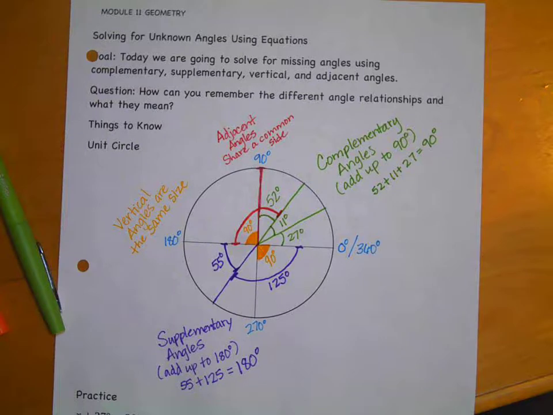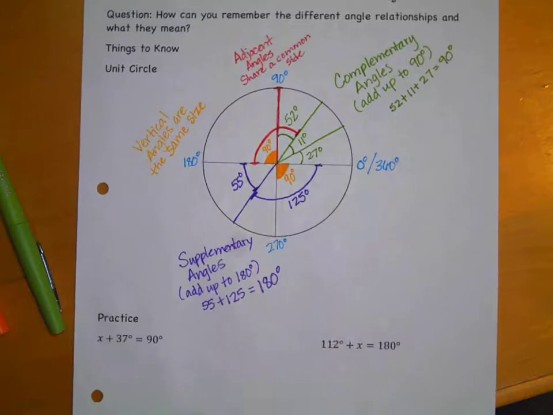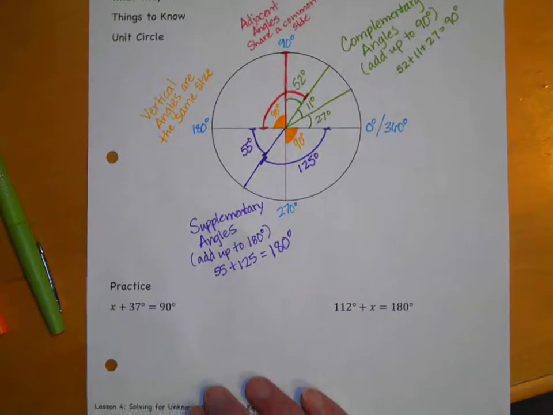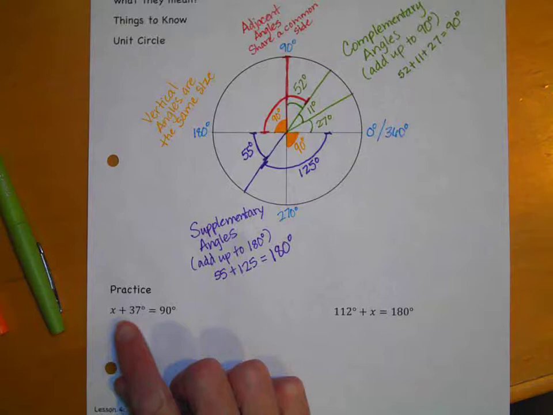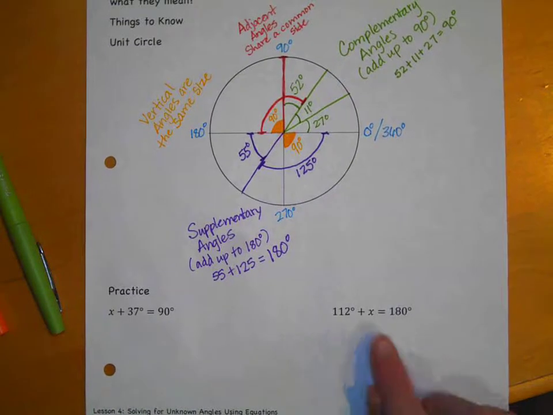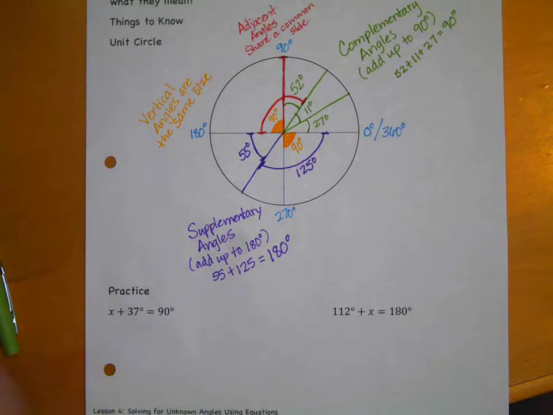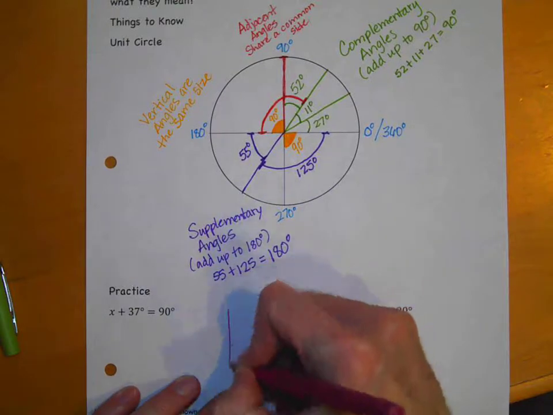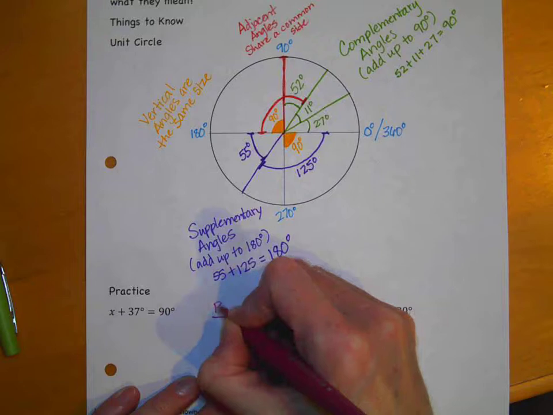Okay? So it's really important that you start remembering all of these types of angles, because when you are going to have to solve equations for them, you're going to have to remember what they are so that you can write your equations. For example, like this. So we have two practice problems, and they say x plus 37 equals 90 and 112 plus x equals 180. So what I would recommend that you do in order to be successful with these is use your BU chart like we've already been using.